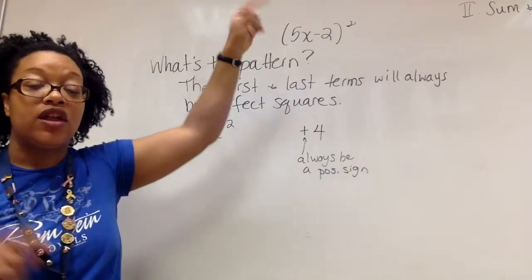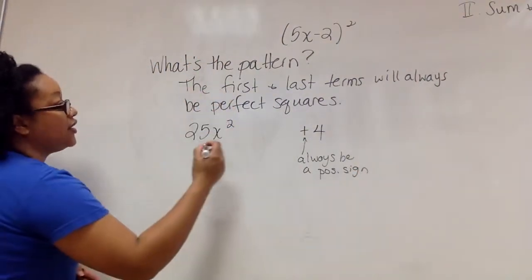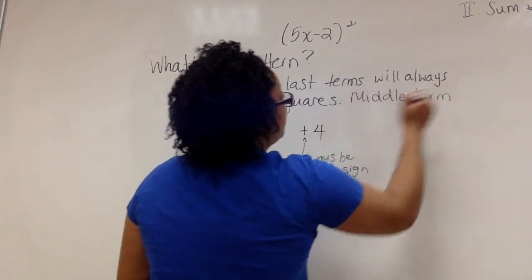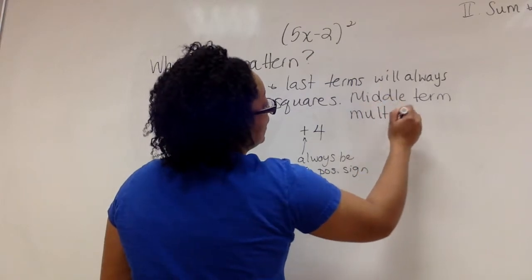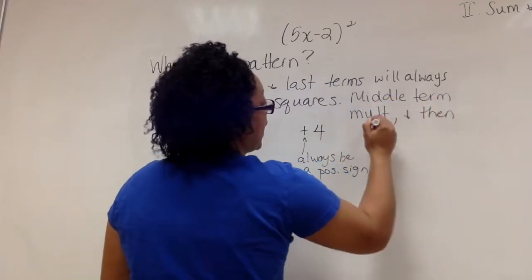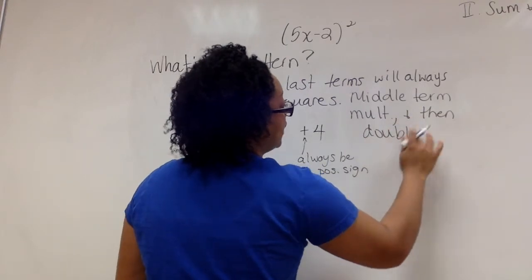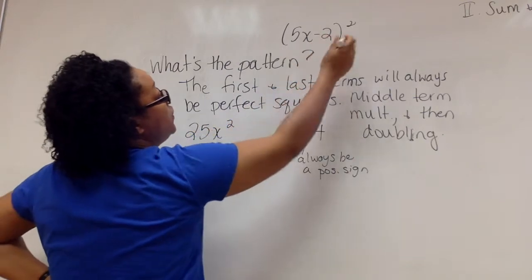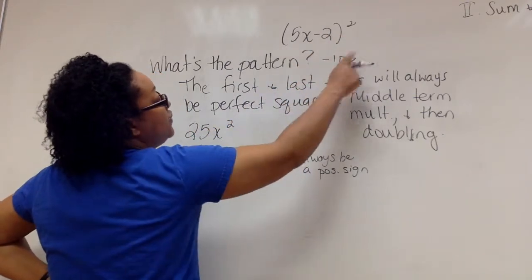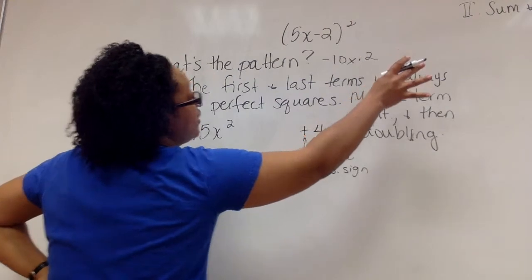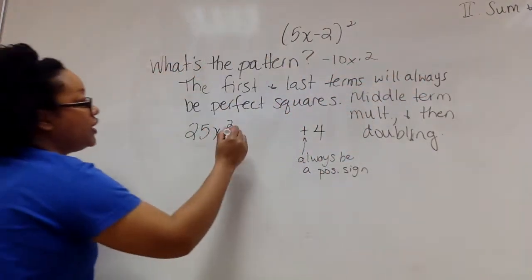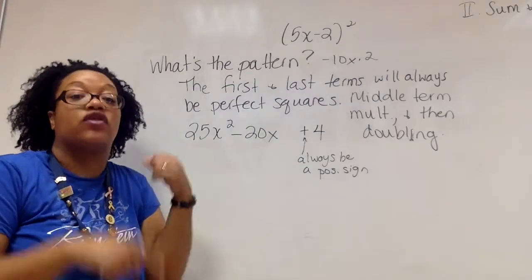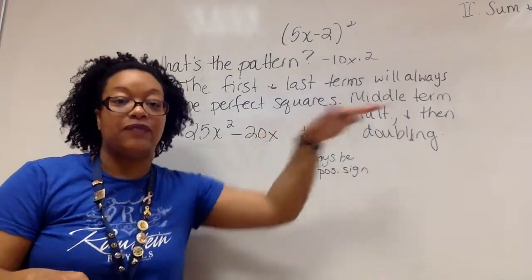Now, in the middle, you're multiplying, so I can write that down. Middle term, you're multiplying and then doubling. Okay? Doubling your A and B. So 5x times -2 is -10x. -10x times 2 is -20x. That's what you put in the middle. And if you look on the front page, that was the answer: 25x squared minus 20x plus 4.